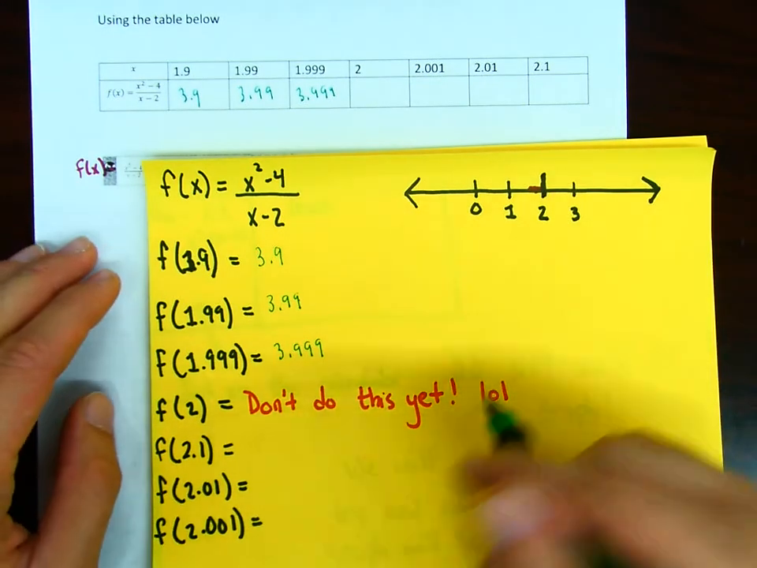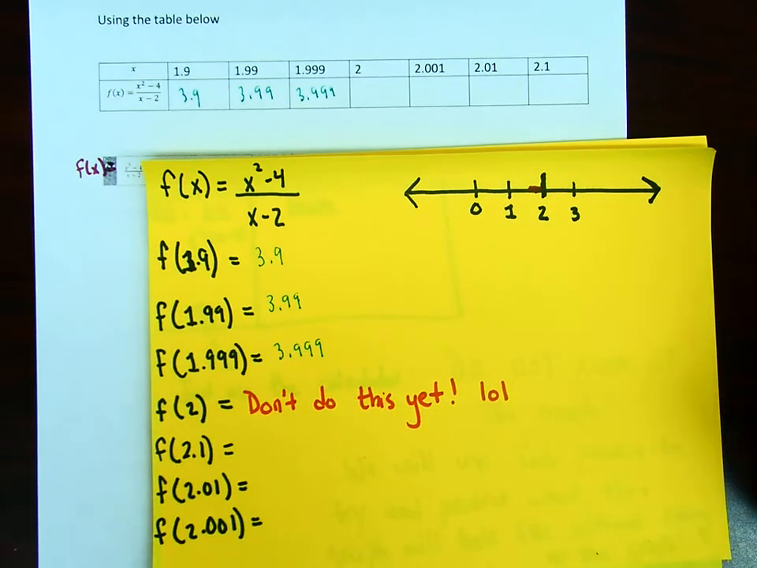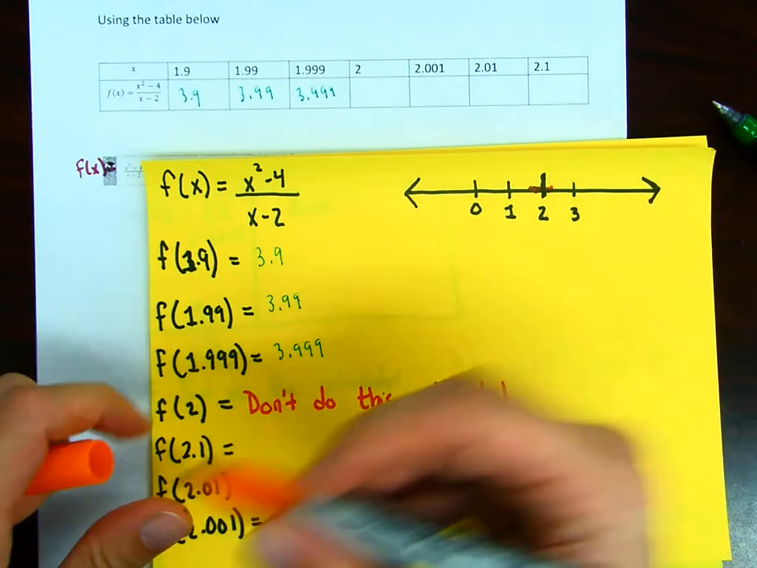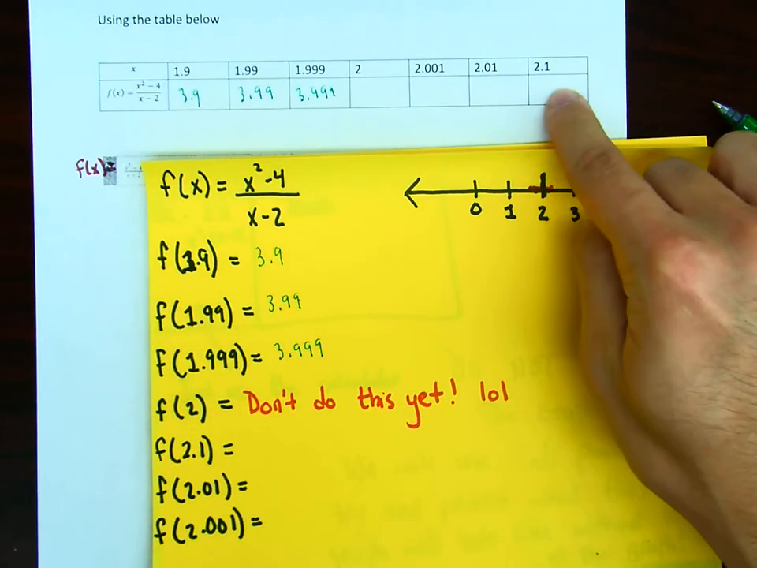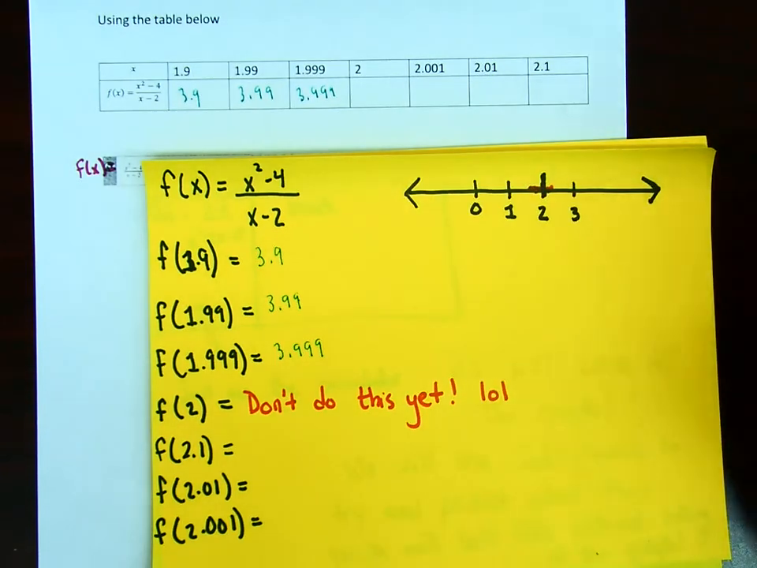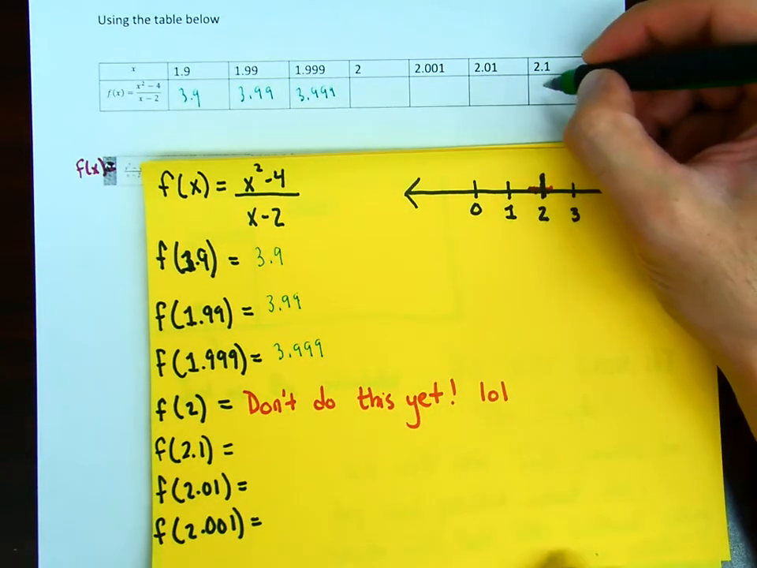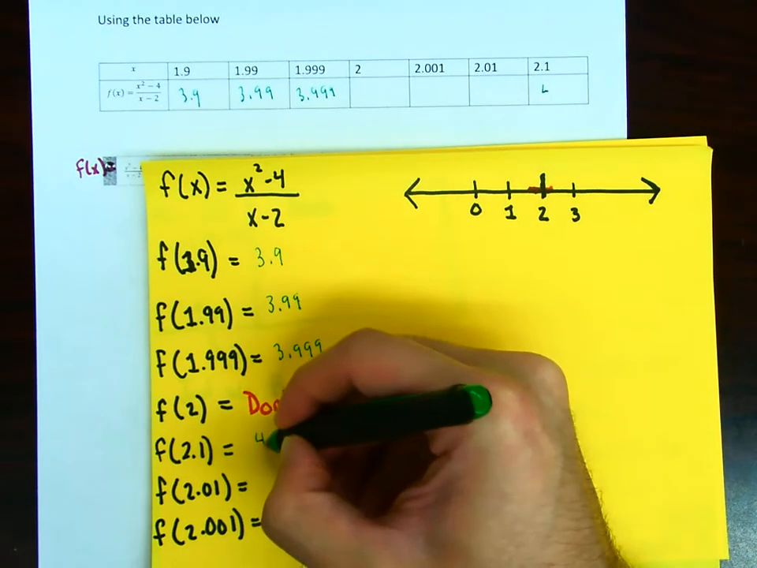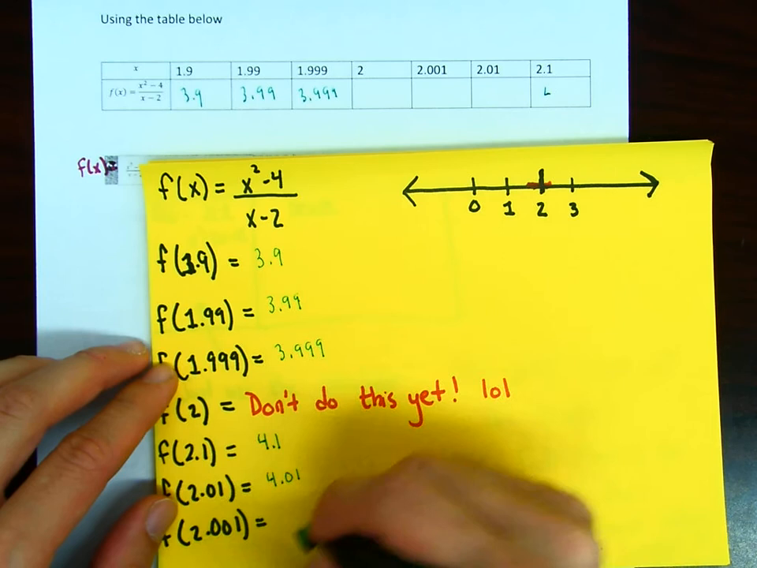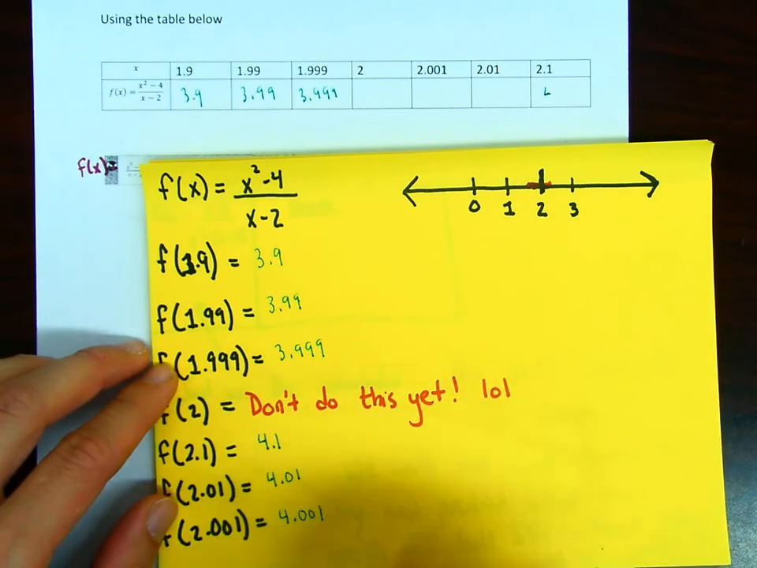So now we're going to get closer and closer to 2, but this time we're going to come in from the right. So first let's start at 2.1 and then work our way closer to 2. When I plug in 2.1, what do you get? I think it's 4.1, right? Then you get 4.01, 4.001, and that's the idea.